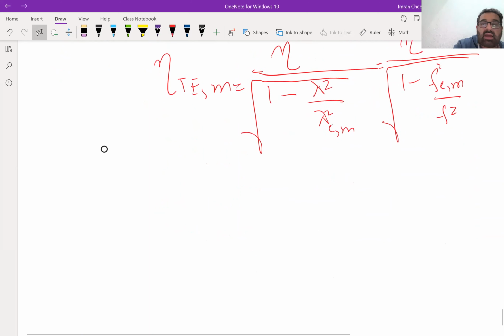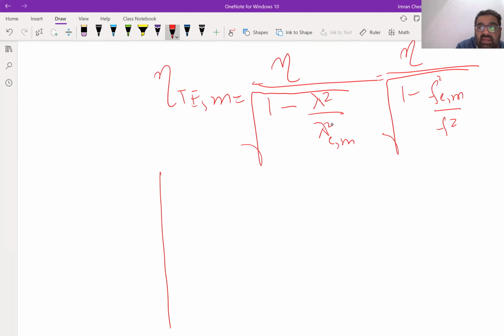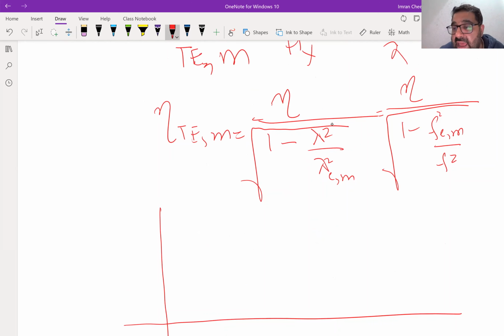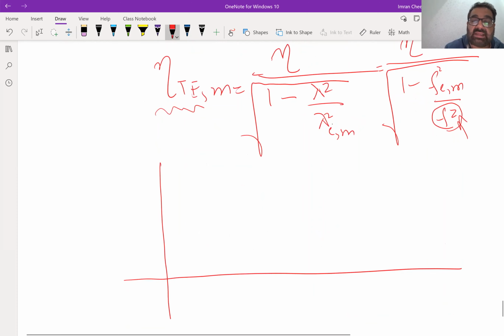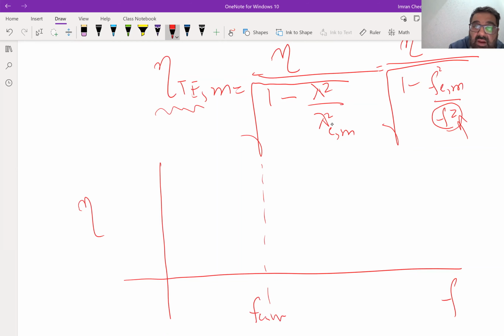Okay, and if I plot this, you can see this thing. It's very intuitive. If f is less than the cutoff frequency, you can see this eta TEM is not a real quantity. Okay, but for f equal to fcm, it is infinite, and after f increases beyond fcm, then it becomes real. So if I plot eta versus frequency, this is the cutoff frequency. At the cutoff frequency it's infinite, and as the frequency increases, it starts decreasing.